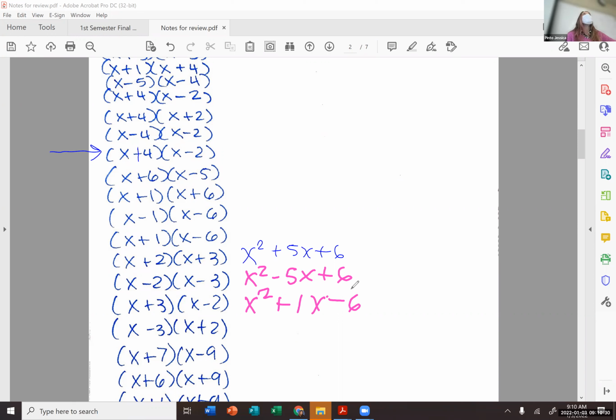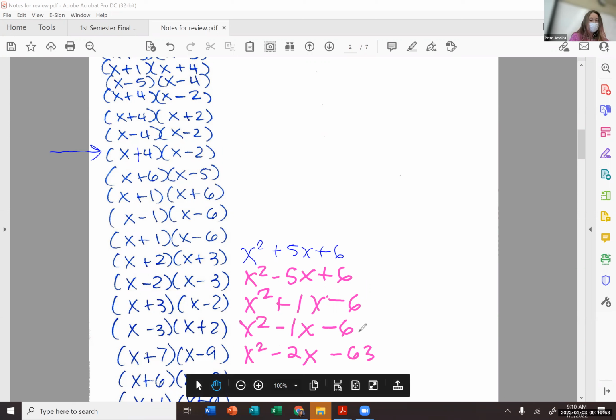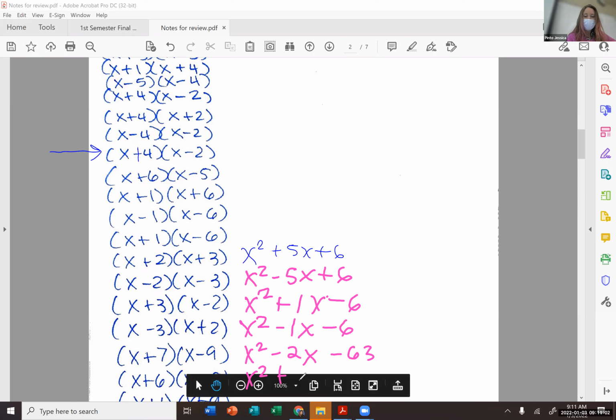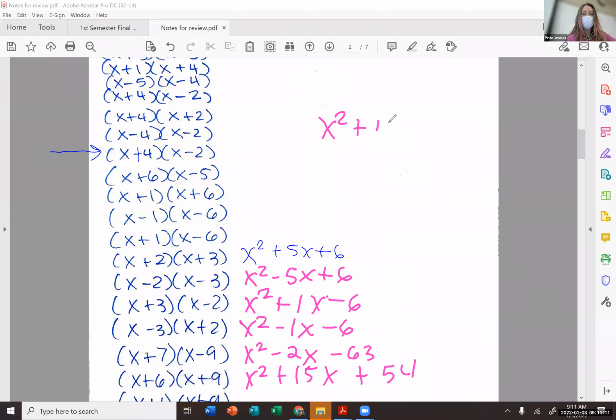I have this name in another class. What is your name? India. India, okay, yes, thank you. X squared minus 1x minus 6. Good. Conrad, X squared minus 2x minus 63. And Dean, X squared plus 5x plus 9. Plus 54. And then the last one is x plus 1x plus 9. Brody, that's for you. X squared plus 10x plus 9.